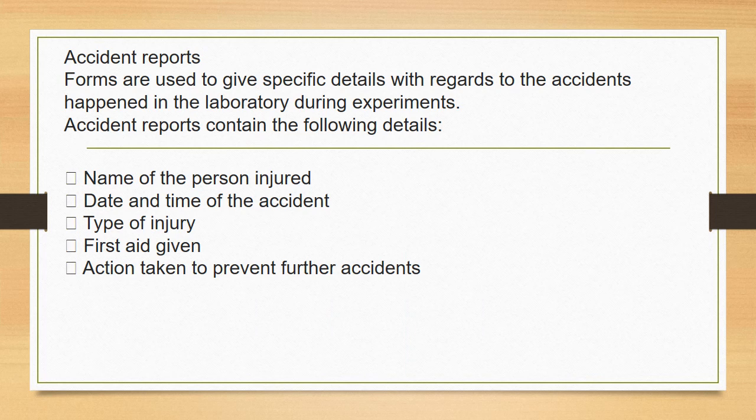Next, accident reports. Forms are used to give specific data with regard to accidents that happened in the laboratory during experiments. Accident reports contain the following details: the name of the person injured, the date and time of the accident, the type of injury, first aid given, and action taken to prevent further accidents. These are the pieces of information that may be contained in the accident reports. If the person injured is hospitalized, the doctor will have the information about the person injured.